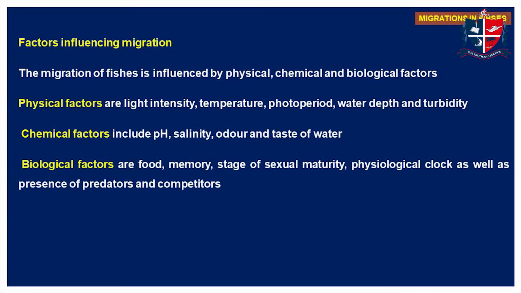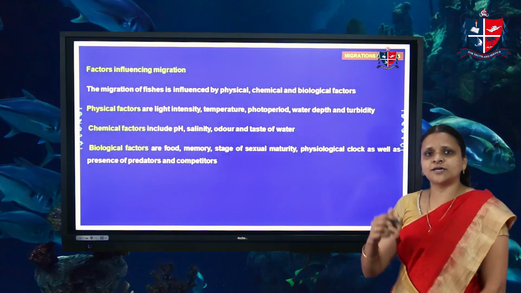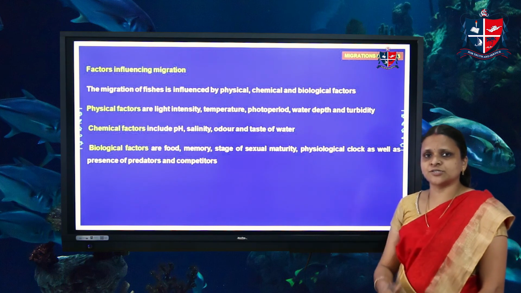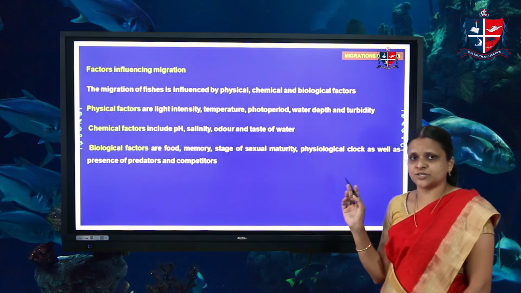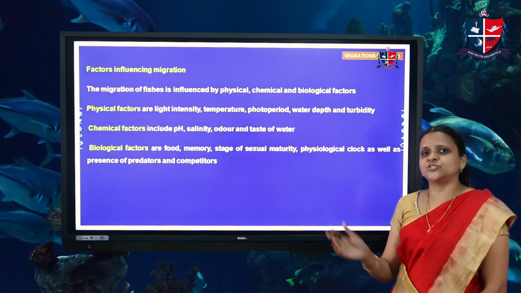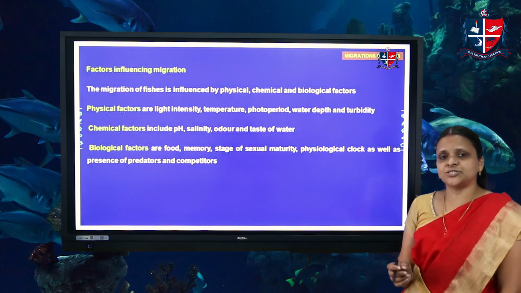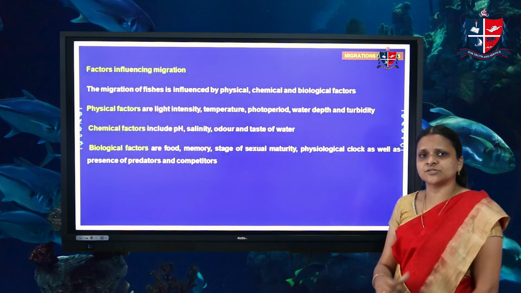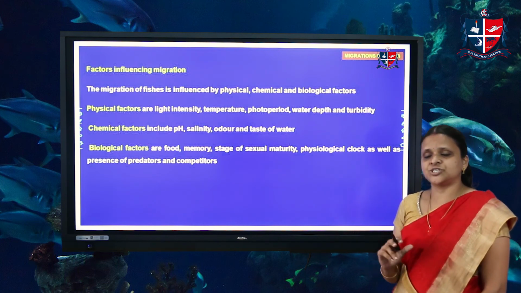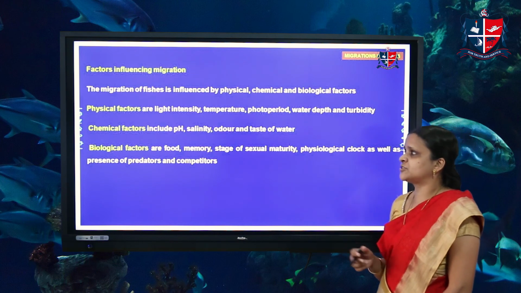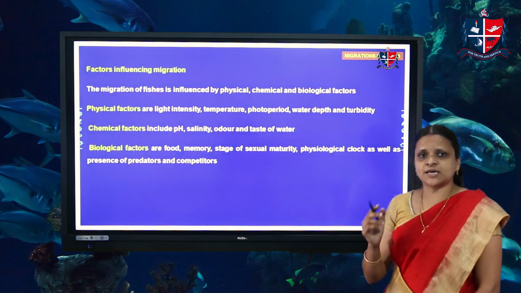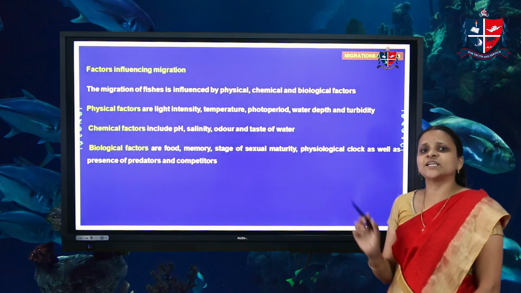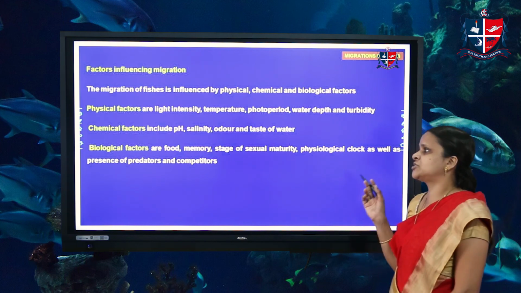Then coming to the factors influencing migration, there are three major factors: physical, chemical, and biological factors. The physical factors include the intensity of light, temperature, photoperiod, and turbidity of water. The chemical factors include pH and salinity, and the taste as well as the odor of water. All these influence migration in fishes.